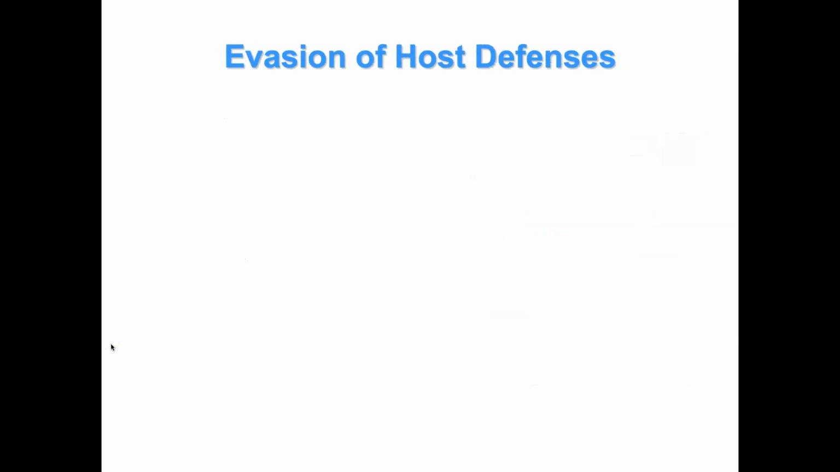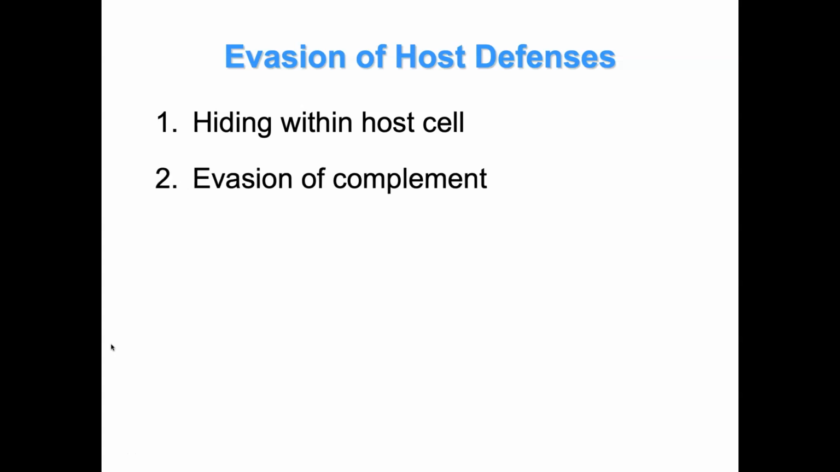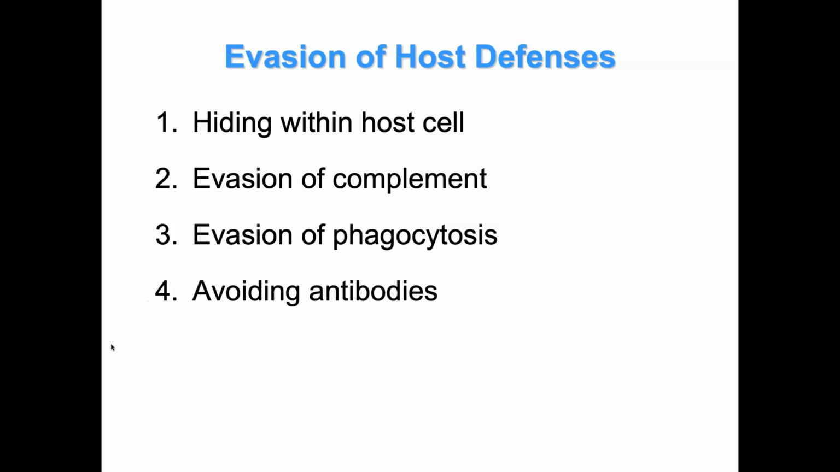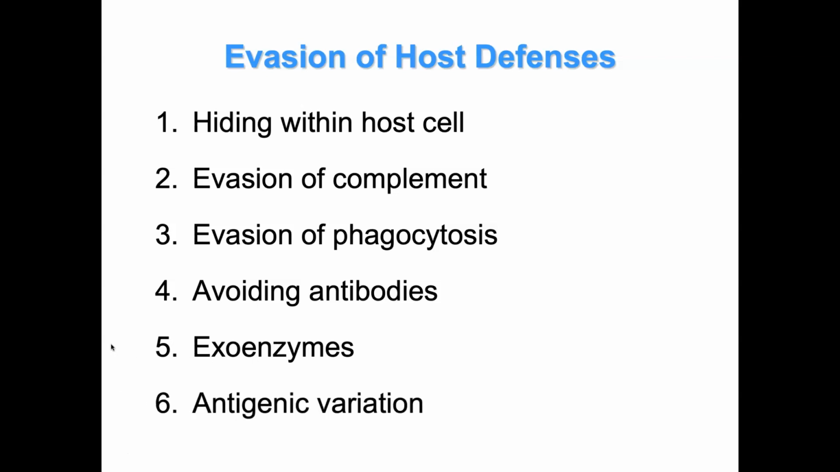So how are microorganisms able to evade the host defenses? Remember all the different host defenses that we've talked about. Well, they're able to hide within the host. They can evade complement. You remember complement? We talked about the complement system. They can evade phagocytosis. They can avoid antibodies. And they're able to produce exoenzymes, as well as have some sort of antigenic variation. So these are all the different ways that microorganisms can evade our host defenses.